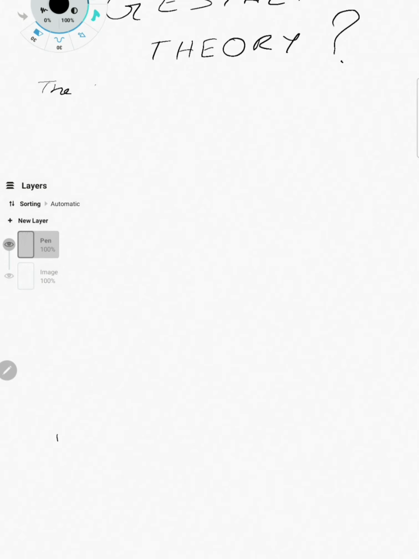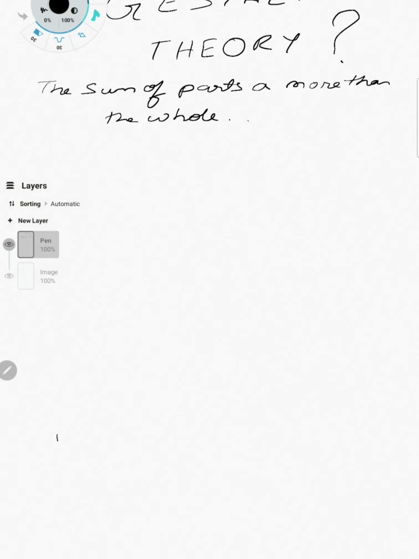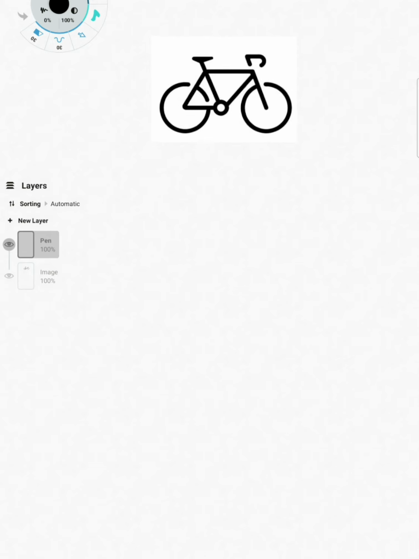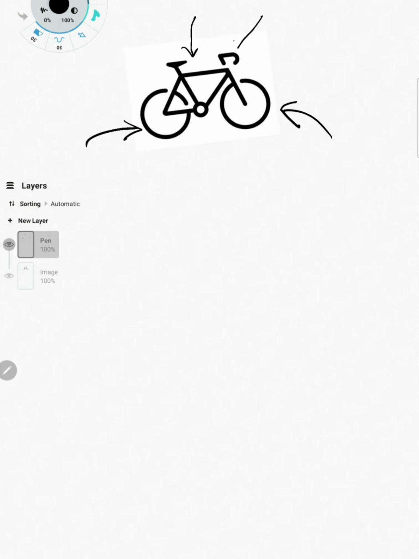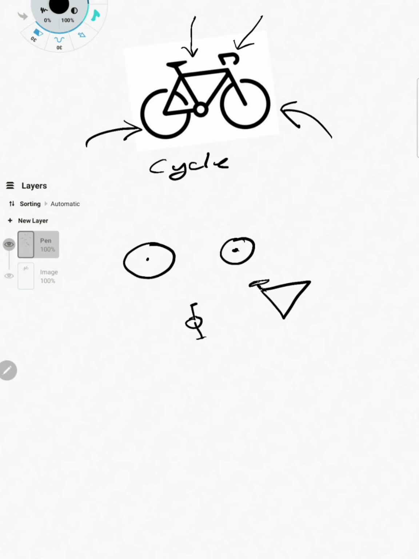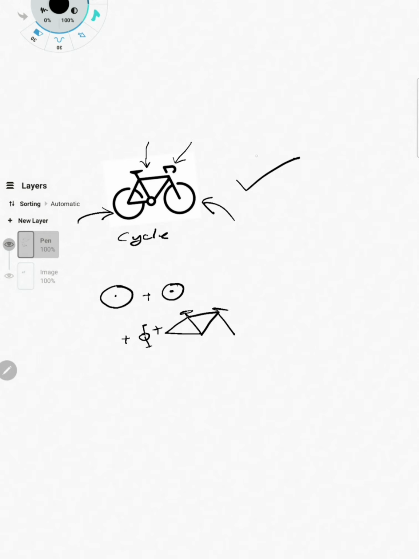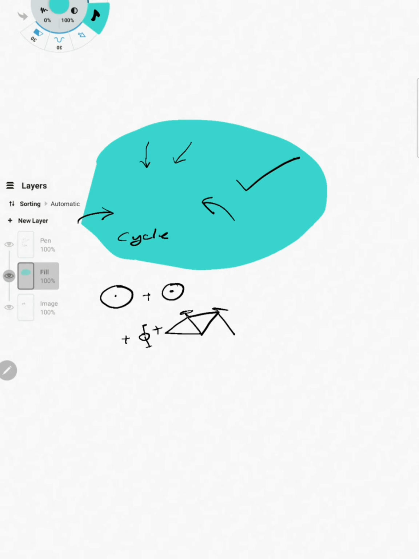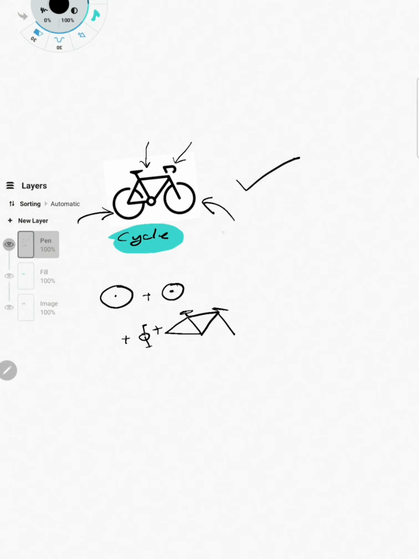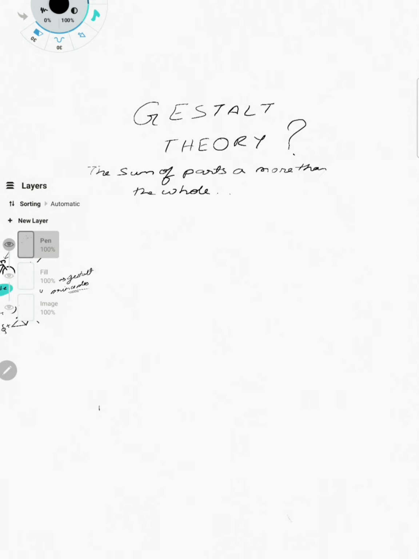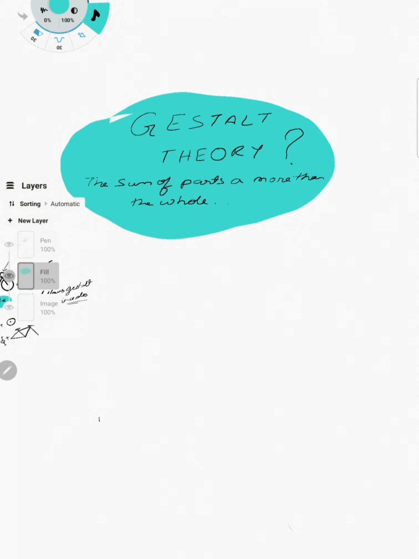The Gestalt Theory states that the whole is more than the sum of its parts. Say, for example, when we look at a bicycle, we look at it as a whole. We don't see it as a group of tires, the body, the pedals and the handle. So humans perceive everything as a whole. So this is what the Gestalt theory applies to.